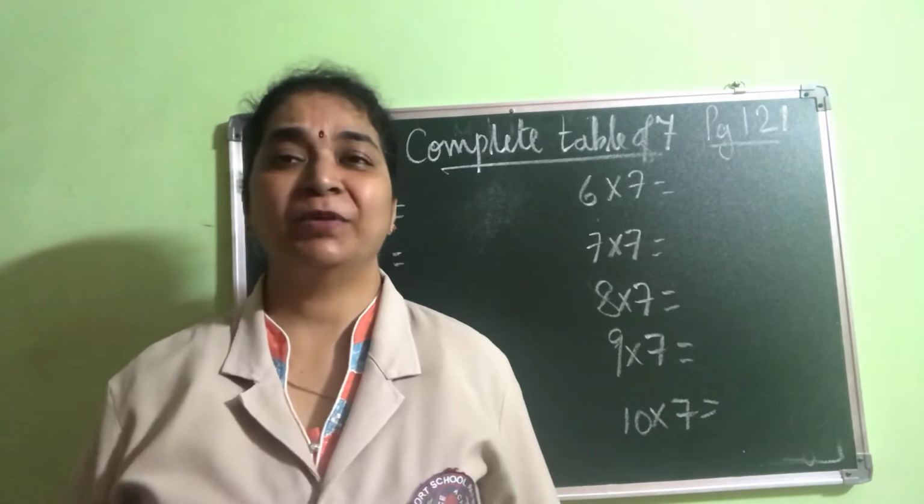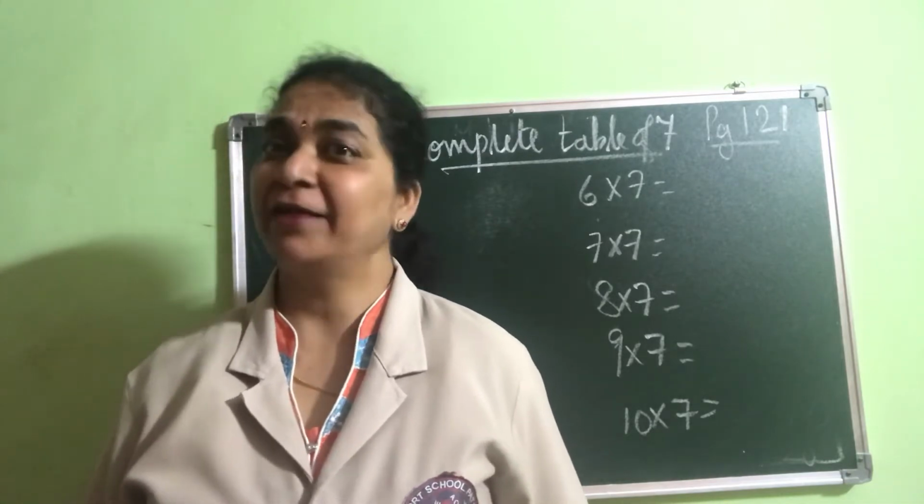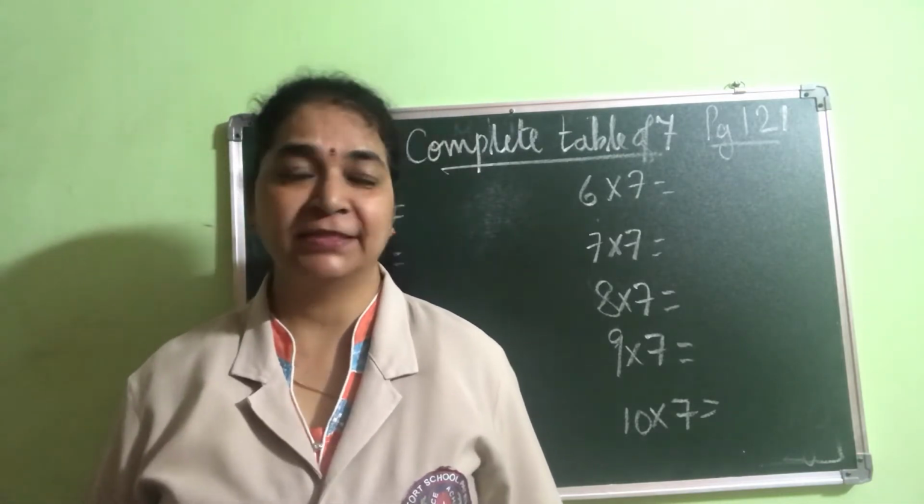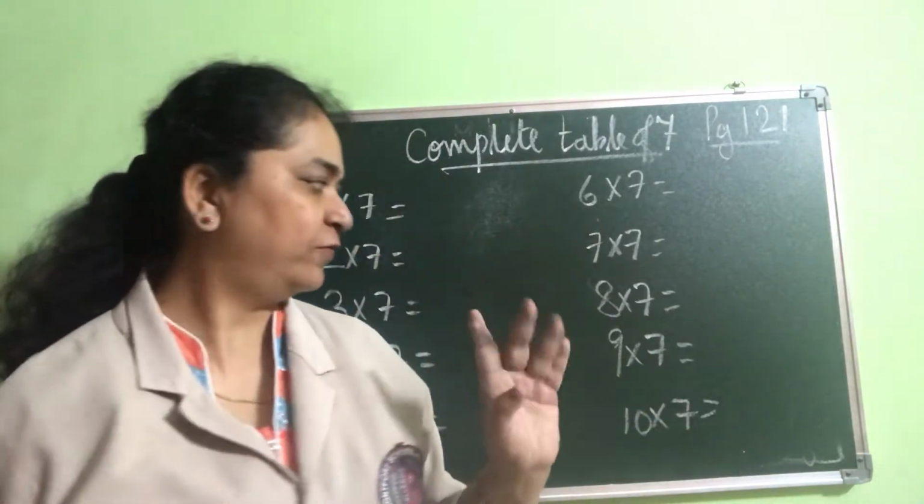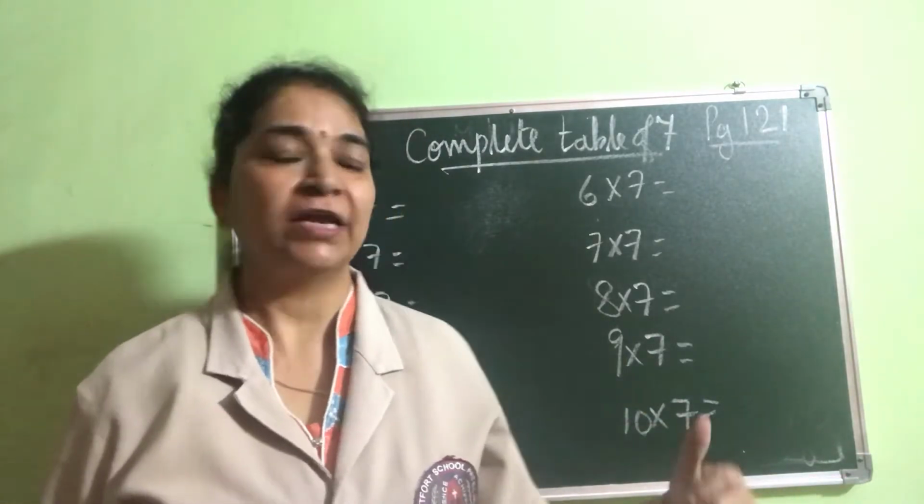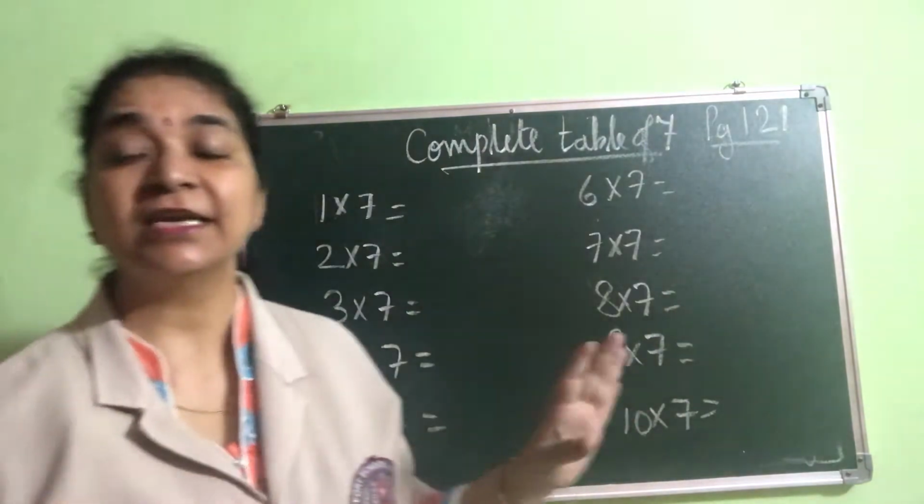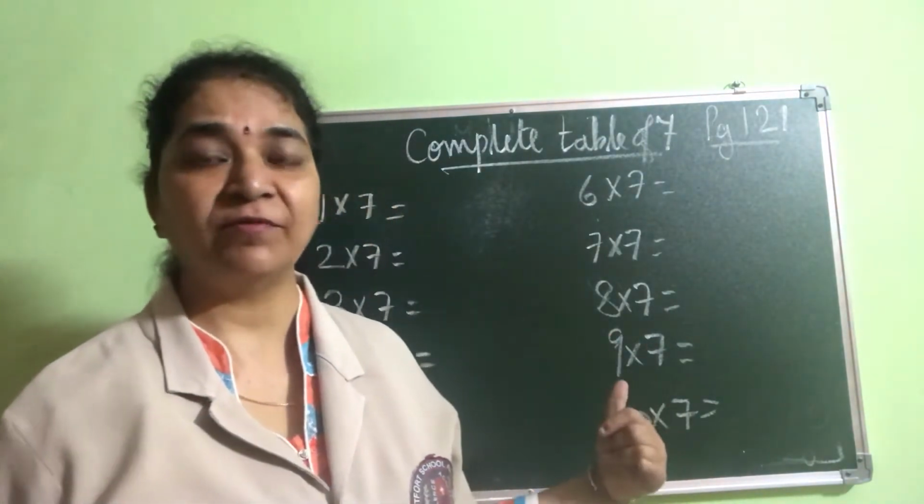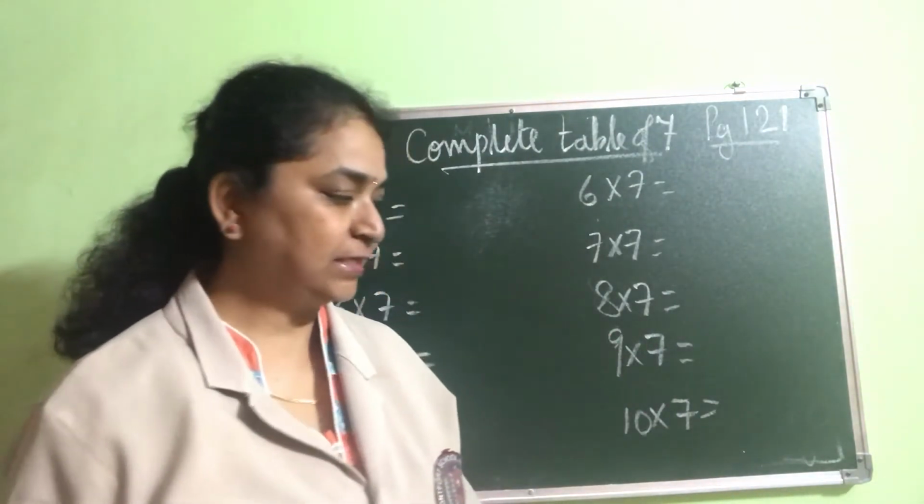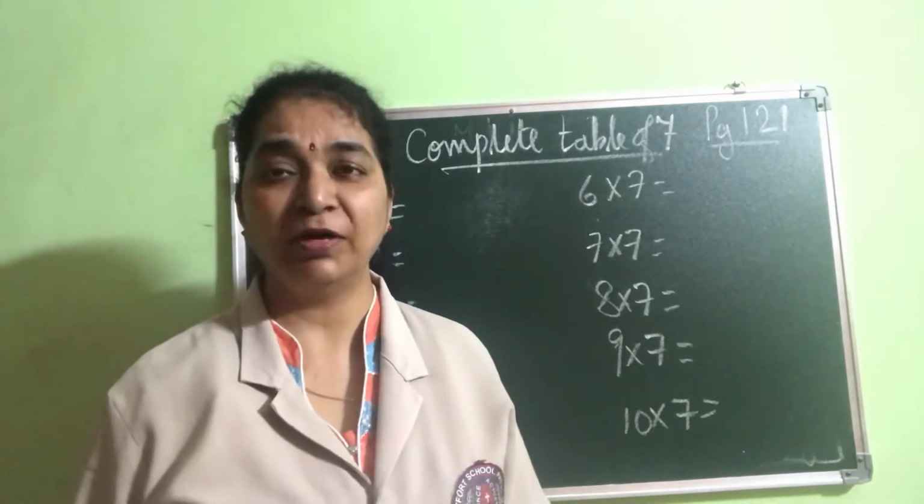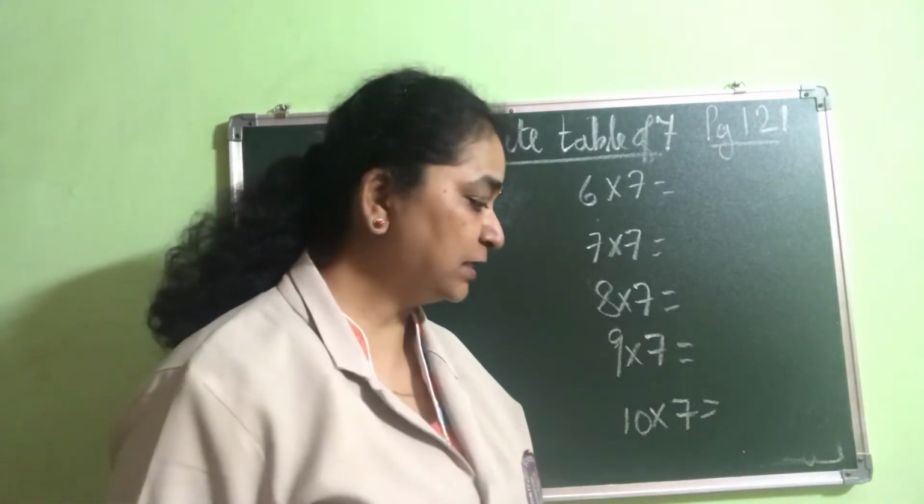So, children, in this period, we are going to do maths and we are going to continue with the tables. Yesterday, we did table of 4 and 5. Yesterday we did 5 and 6. Today, we will do 7 and 8. We will do table of 7 and 8.